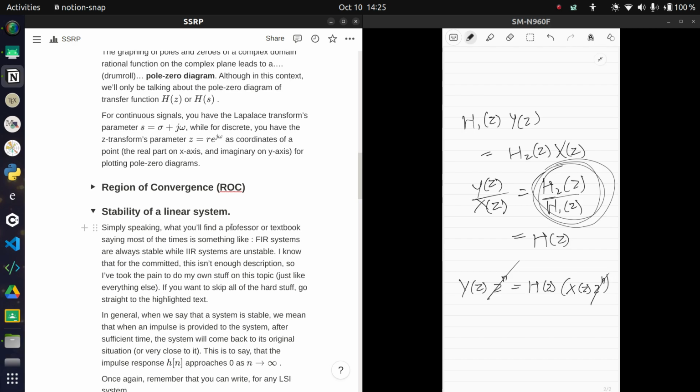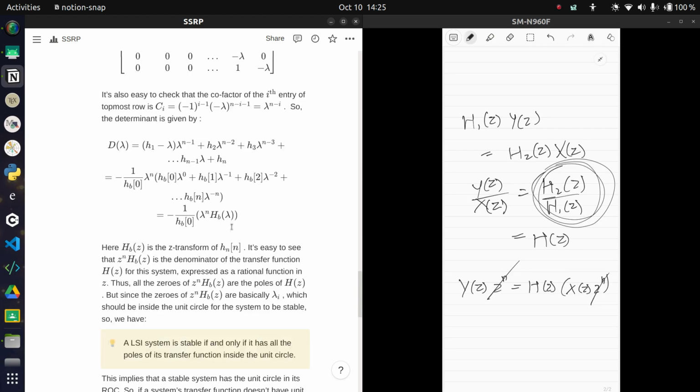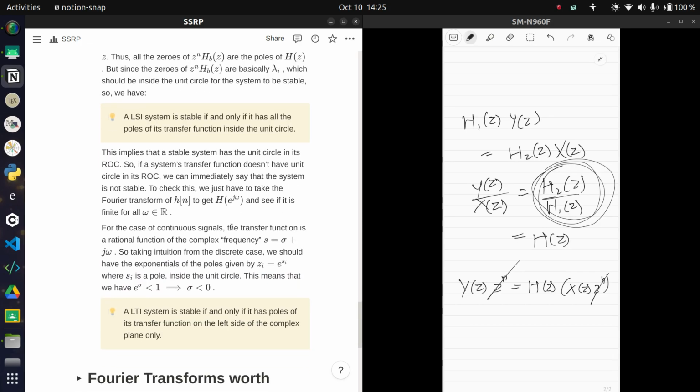That is to say that an impulse response decays over n. For that to happen, there's a whole derivation, but all in all, an LSI system is stable if and only if all its poles, which are basically the roots of the denominator of its transfer function, are inside the unit circle.